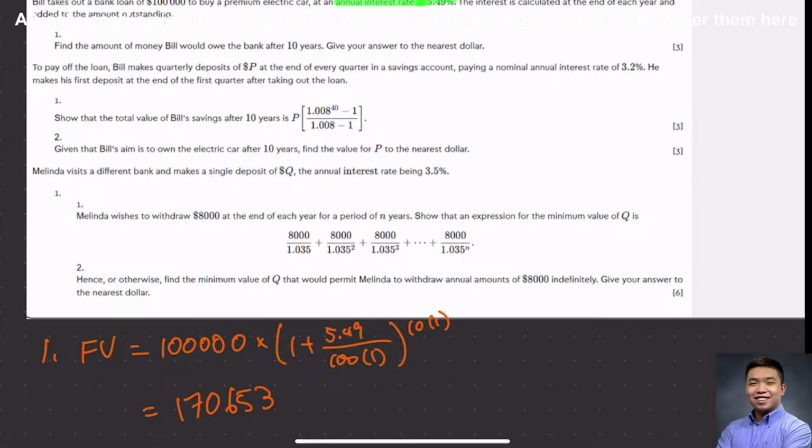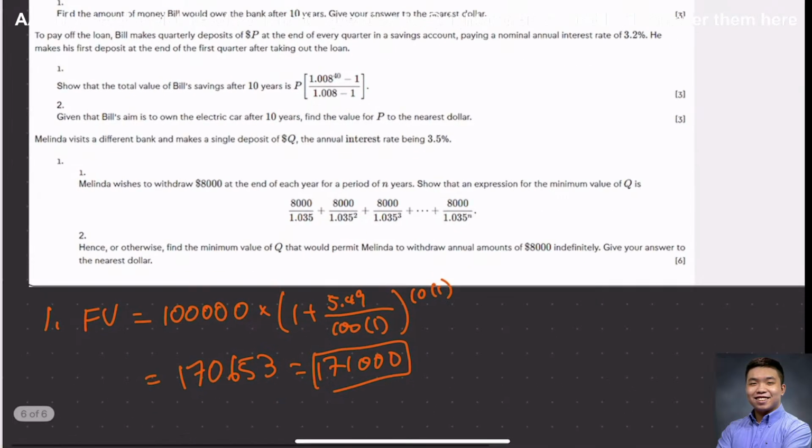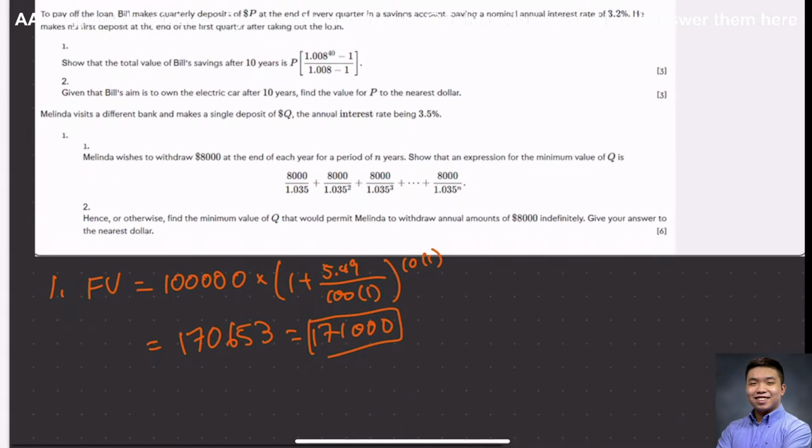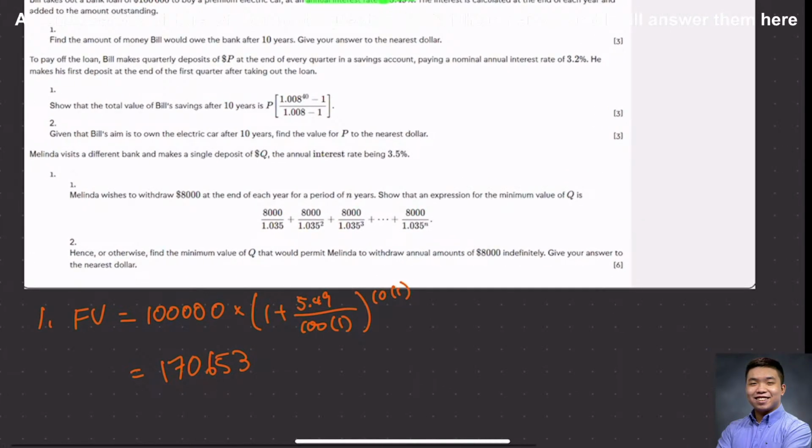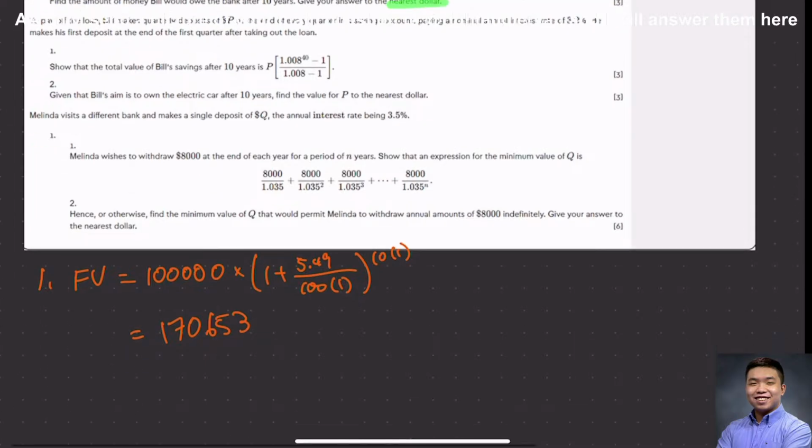Remember, you don't want to write this in the test because it's not three significant figures, right? So you should write 171000. Okay, three significant figures. Or did they say? Oh, they specify: give your answer to the nearest dollar. Okay, never mind. Don't round to three significant figures. Round to 170653 because they specify the nearest dollar. You always do three significant figures unless otherwise requested, and this question requested the nearest dollar.